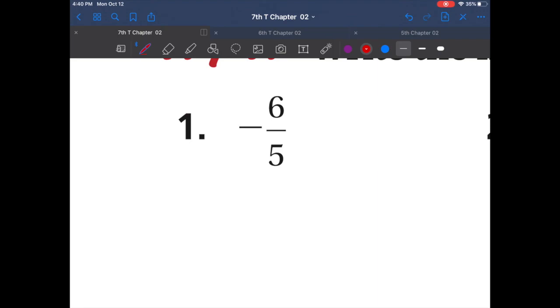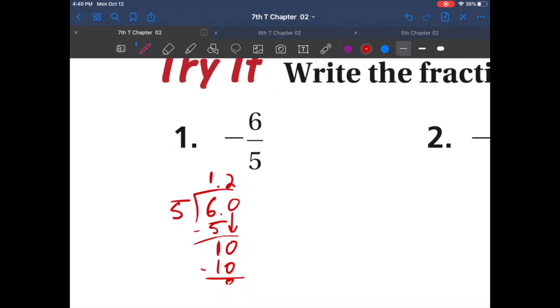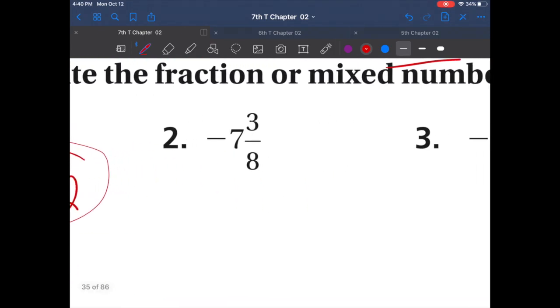Let's divide. 6 divided by 5. Can 5 go into 6? Yes, it can. 1 time. 1 times 5 is 5. Subtract that. Get 1. Can 5 go into 1? No. Bring down a 0. Can 5 go into 10? Yes, it can. 2 times. Subtract that. We get 0. So the answer for this one is negative 1.2.